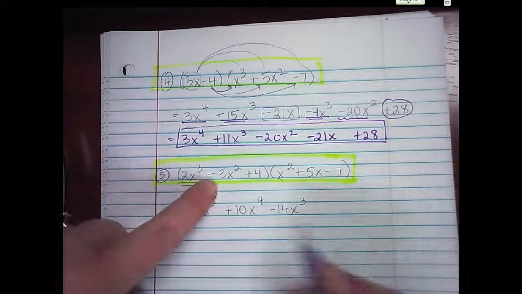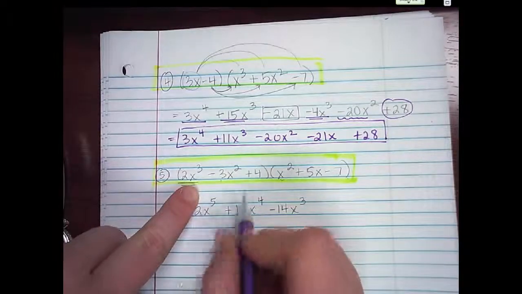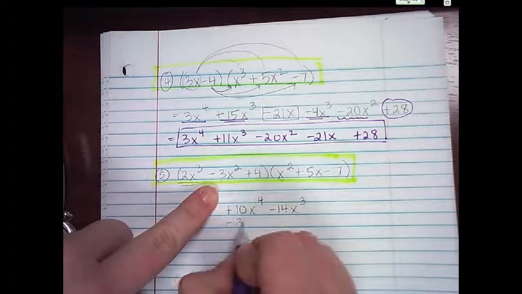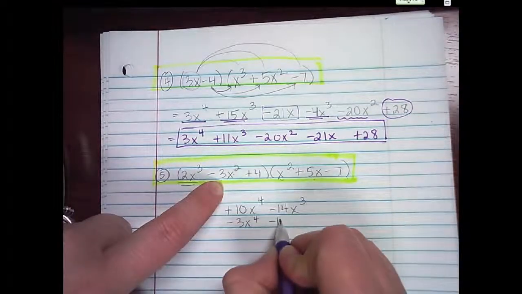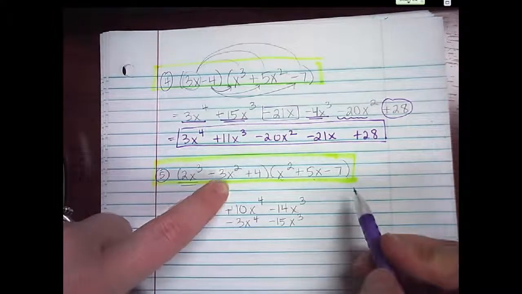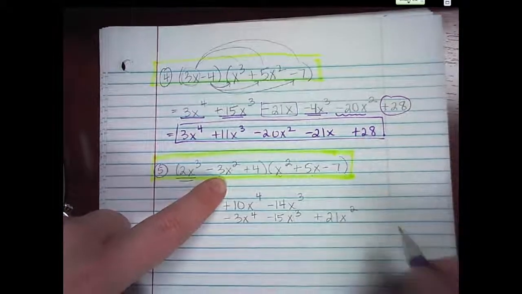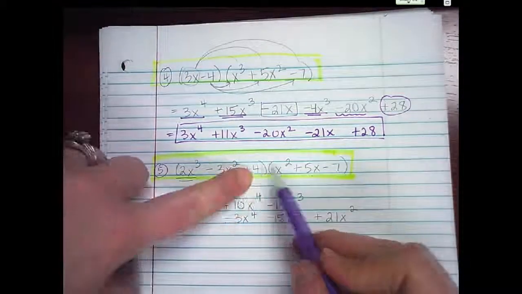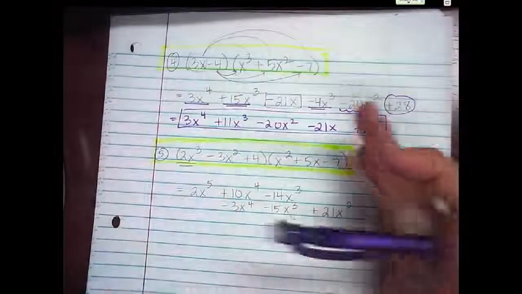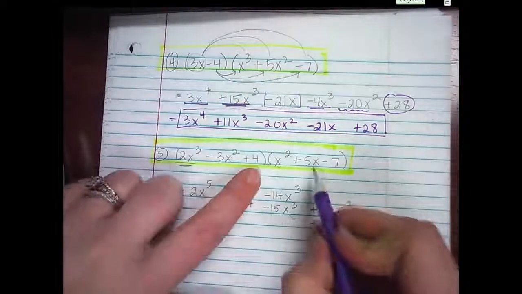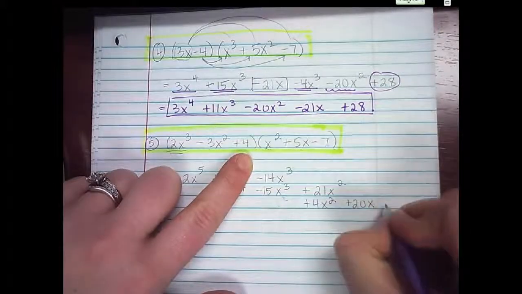Then I go to the next one. Negative 3x squared times x squared. And I'm going to do a little cheat step. I like to kind of line mine up here. Negative 3x squared times x squared is going to be negative 3x to the 4th. Negative 3x squared times 5x, negative 15x to the 3rd. And negative 3x squared times negative 7, positive 21x squared. Then I'll do my last one. 4 times x squared is 4x squared. 4 times 5x, positive 20x. And 4 times negative 7 is negative 28.